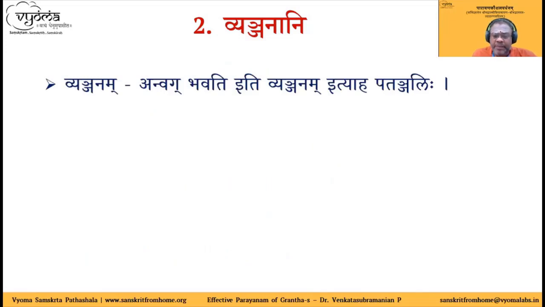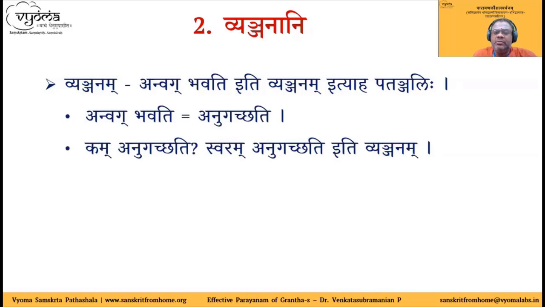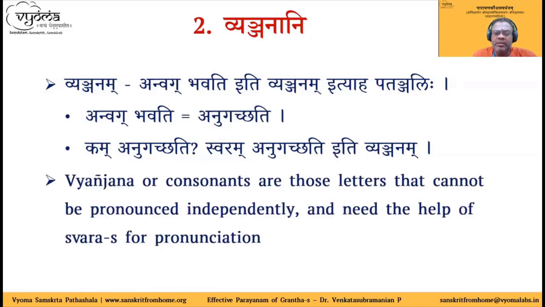Next come these dependent sounds. What are they called? They are called vyanjanani. Anvag bhavati iti vyanjanam. Anvag bhavati, anugachati: they follow the swaras. So vyanjanas or consonants are those letters that cannot be pronounced independently but need the help of swaras for pronunciation. The example was Kagadam, where Ka had to be pronounced with the help of the letter A. Ka, then only you got Kagadam.